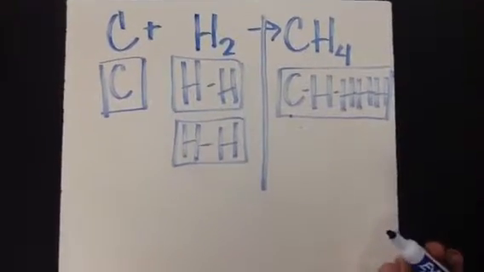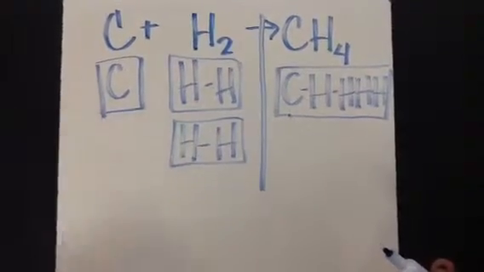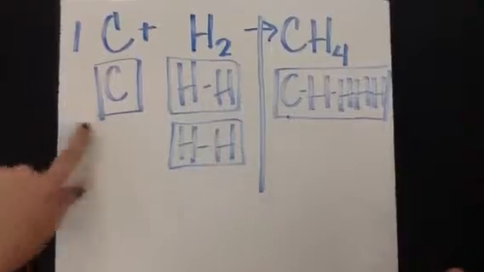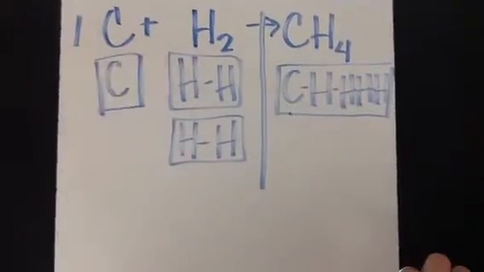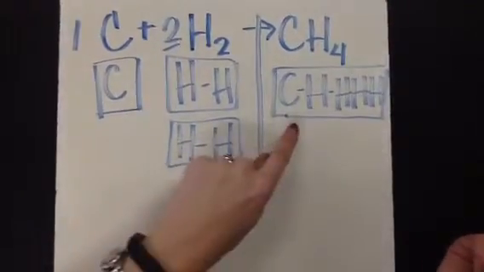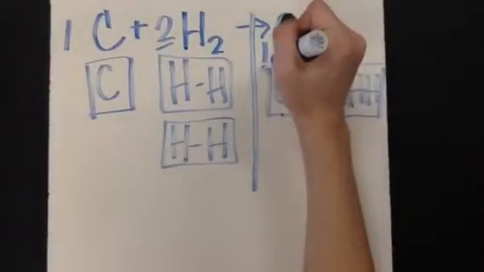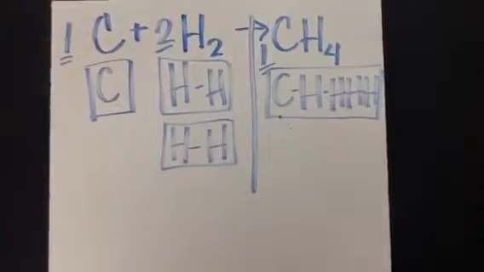So my next step is to write the coefficients, and the coefficients are the number of boxes. So I have 1 box of carbon, so that's 1 coefficient. I have 2 boxes of hydrogen, so that's 2 molecules of hydrogen. And then I have 1 box of CH4, so that is 1 as a coefficient for CH4.